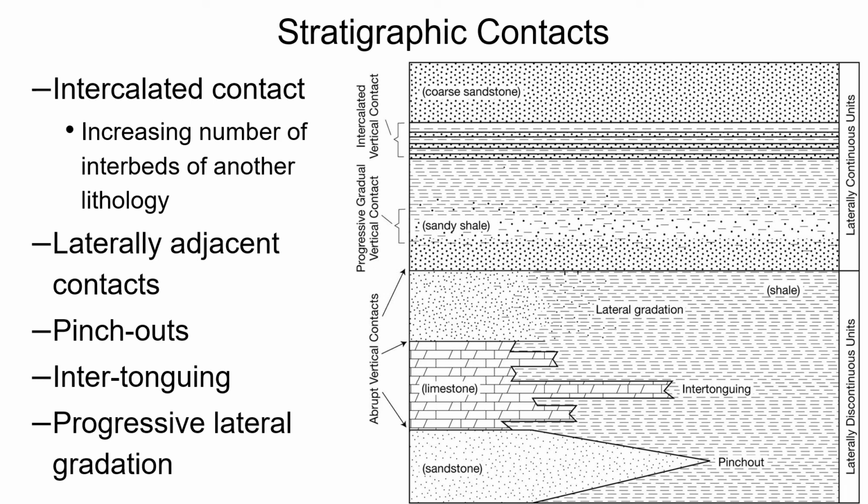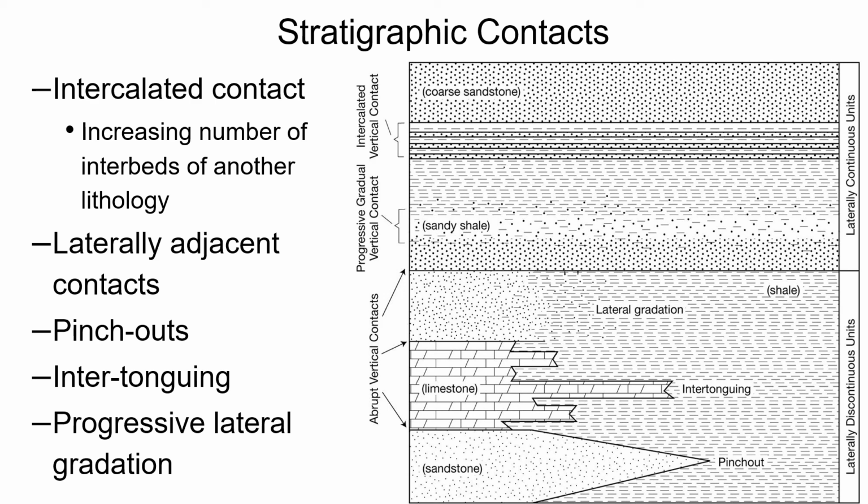We can also have what's called an intercalated contact, and that's what we're seeing in the uppermost portion of this diagram. This means we go from a shale and we end up in a coarse sandstone, but along the way we flip-flop back and forth with a lot of interbeds. And I don't want to get too much into these, but it's kind of hard to separate them out.